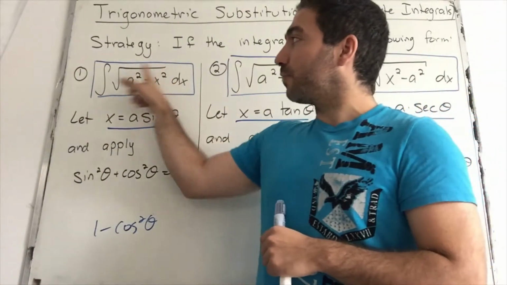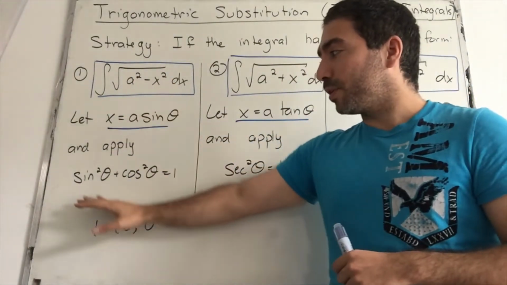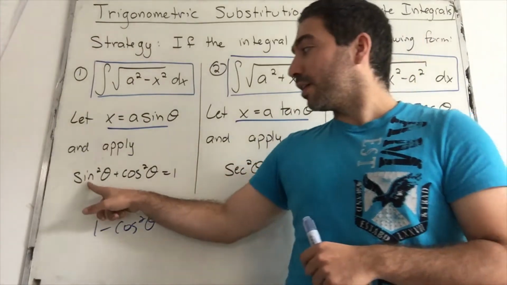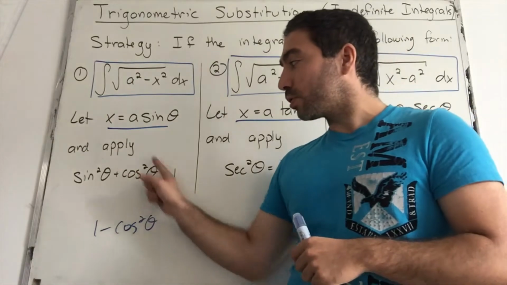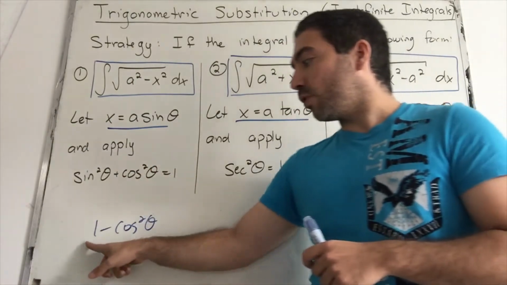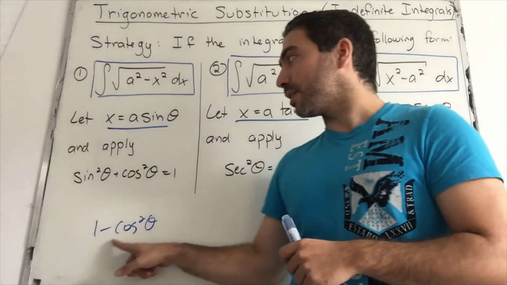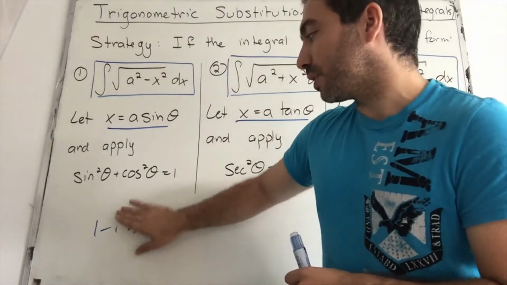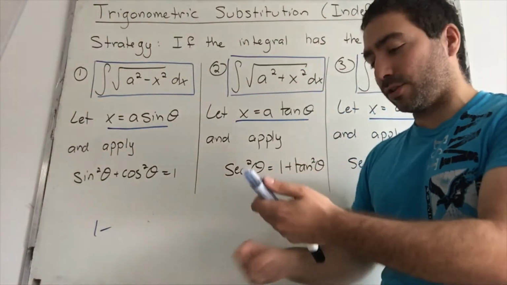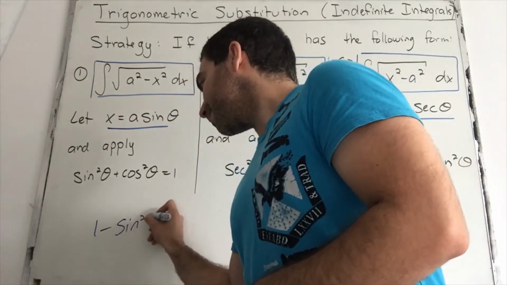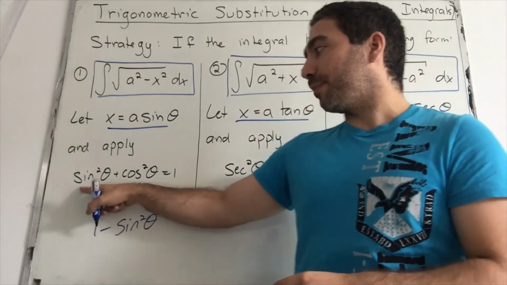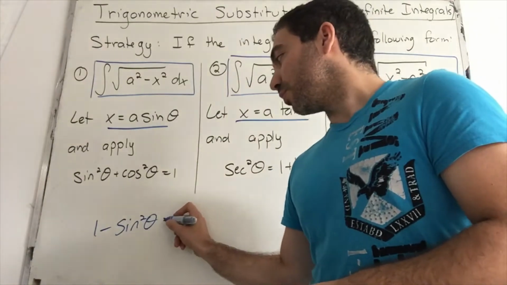So we want to transform this. How do we transform it? Well, we're using the fact that sine squared plus cos squared equals 1. If we move the cos squared over, we have 1 minus cos squared, or 1 minus something squared. Maybe let's do it with sine. It doesn't matter which one, it depends on the problem. But let's just put sine. 1 minus sine squared, if I bring the sine squared over, is just equal to cos squared.